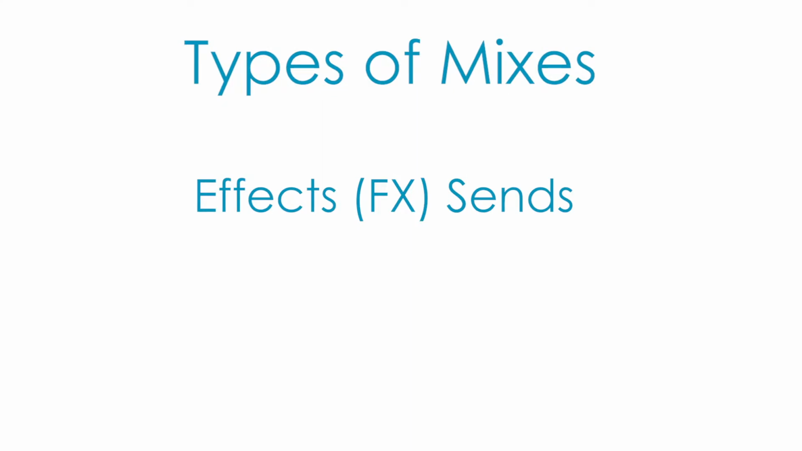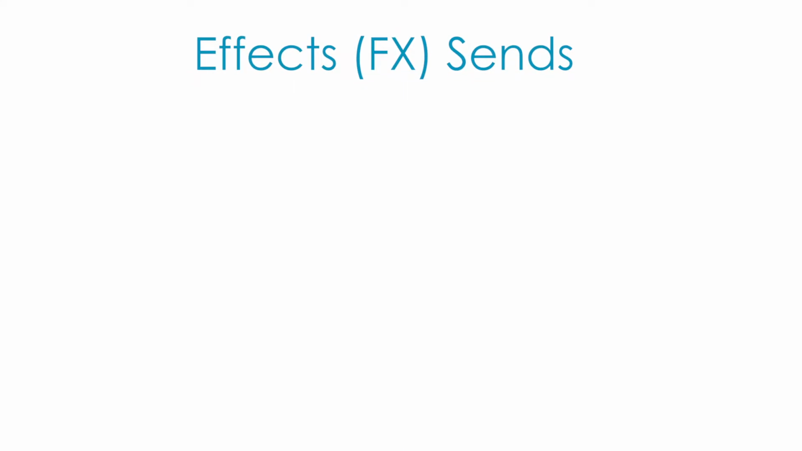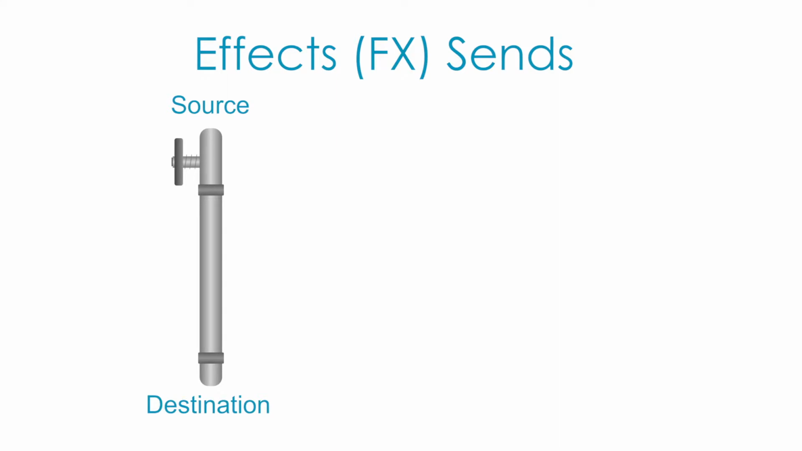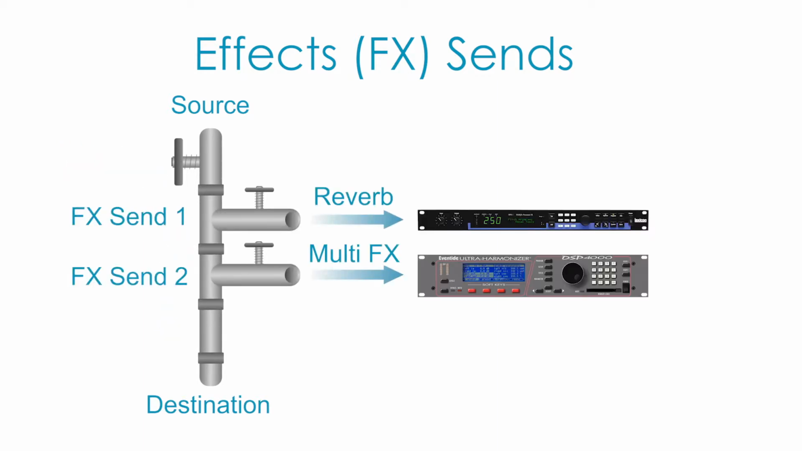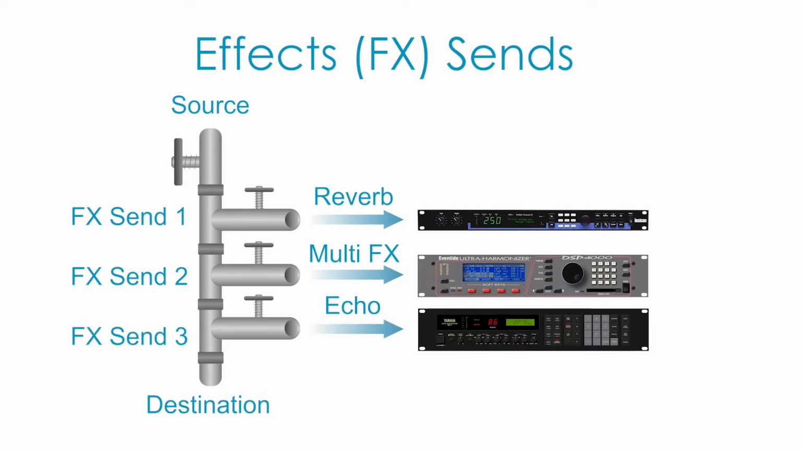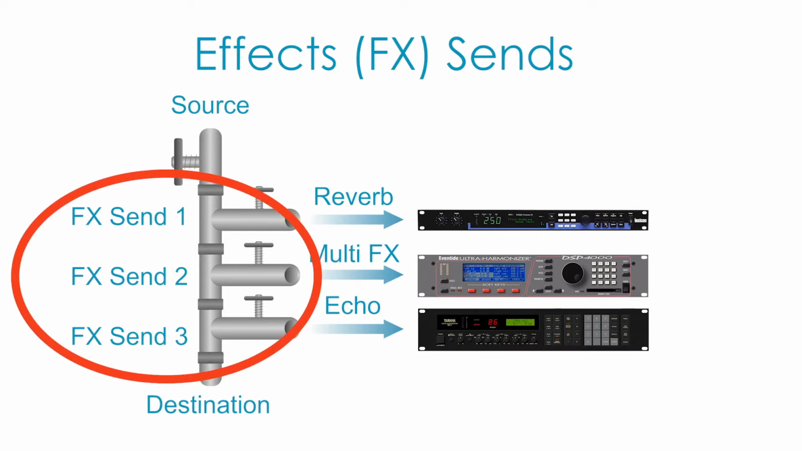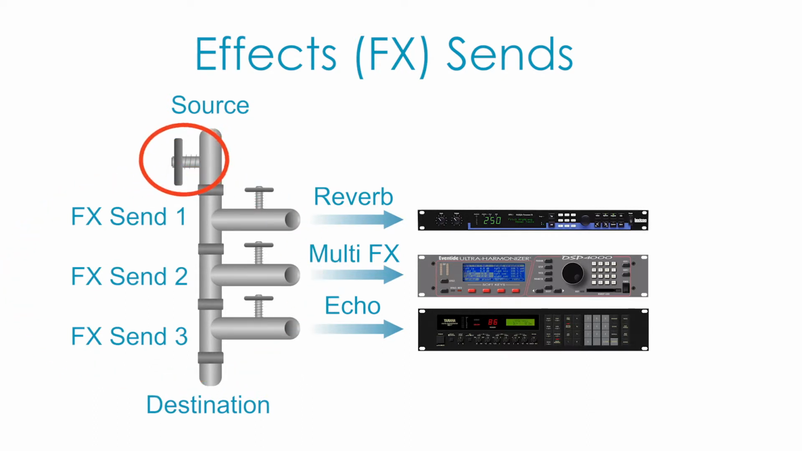A third type of mix is referred to as an effect send, which is really an auxiliary send but with a small twist. Let's use the previous illustration of a pipe with a valve that controls the flow of audio to a destination, such as the main speakers. We'll add tap-off points with valves to control the flow of audio, but this time to effects units that create reverb, echo, and delay effects. The difference in this illustration is the location of the tap-off pipes, which are placed after the main valve.